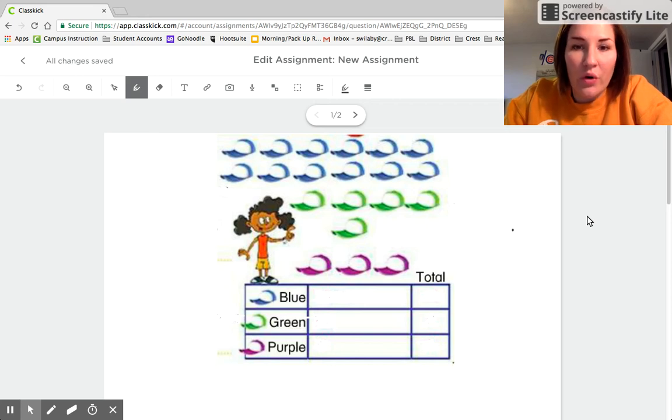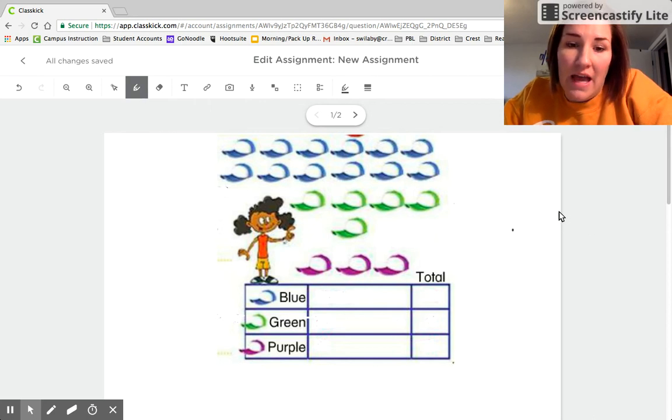In today's video, we're going to take a look at how we can gather information and put it into a tally graph or a tally chart. So a couple of things that we need to know about tally charts and tallies before we get started.